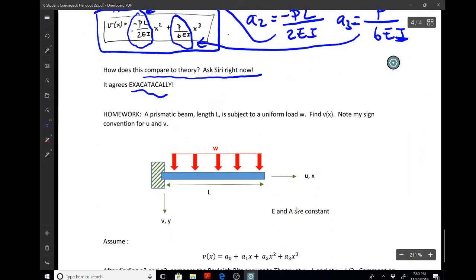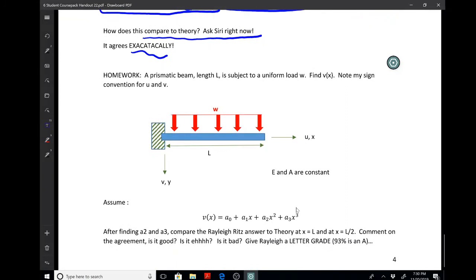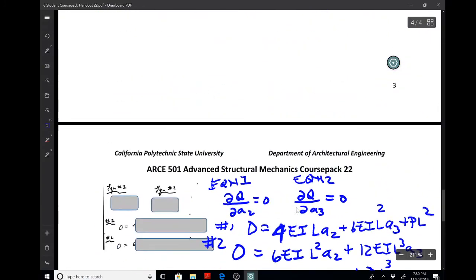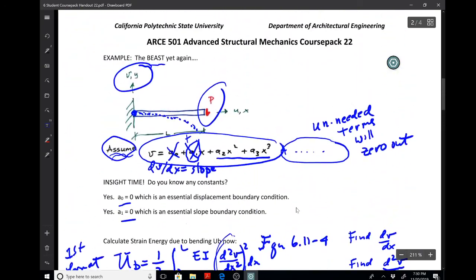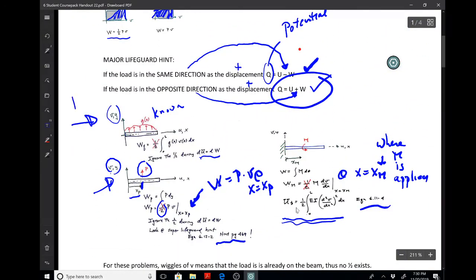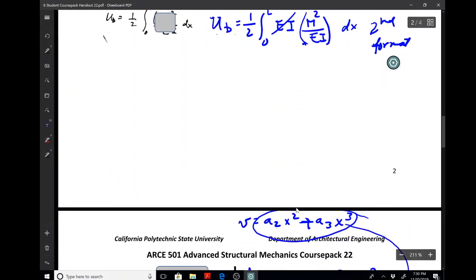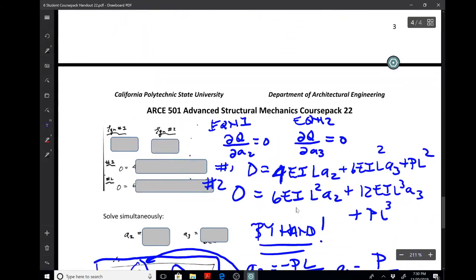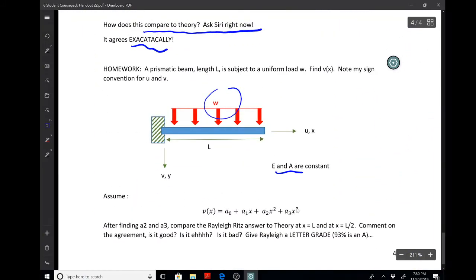Okay, so for homework, we have something slightly more complicated, but the feeling is exactly the same. So we have a prismatic beam, which means E and A are constant. We have a uniformly distributed load instead of a point load. So make sure you go to the right case when you're doing your work. And I gave that to you. That'll be this one for homework. Check your signs. Make sure you know which way, is it U plus W or U minus W?